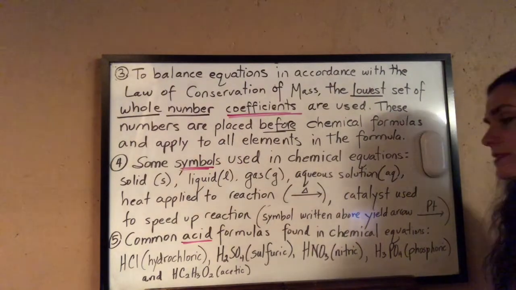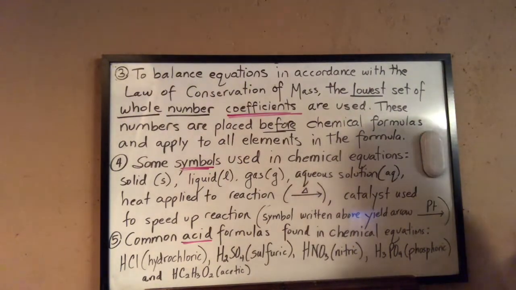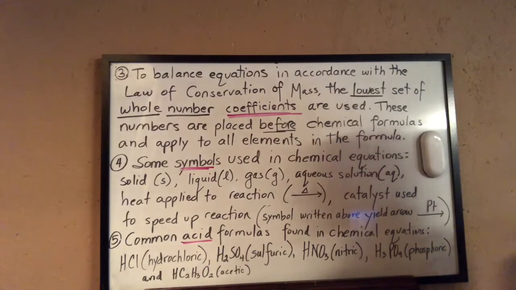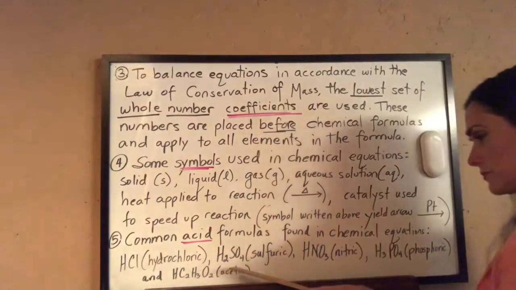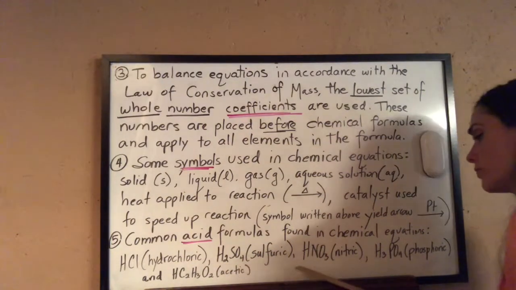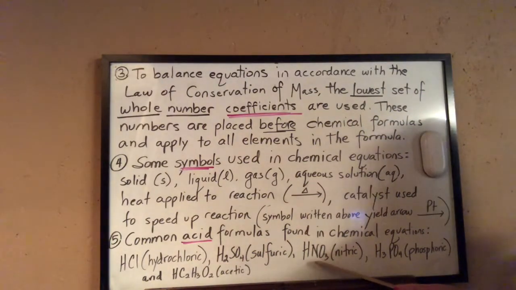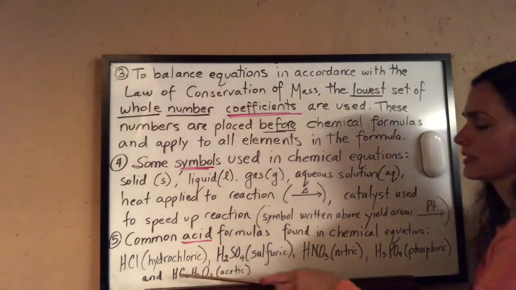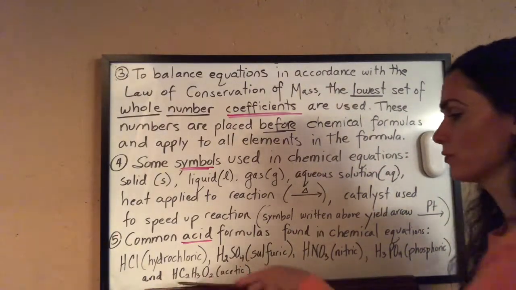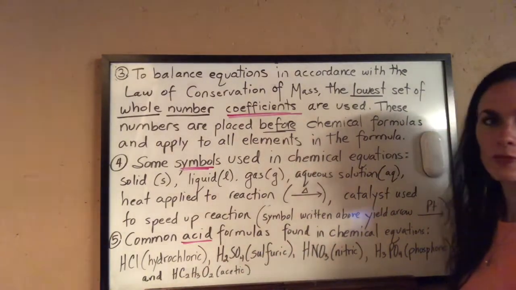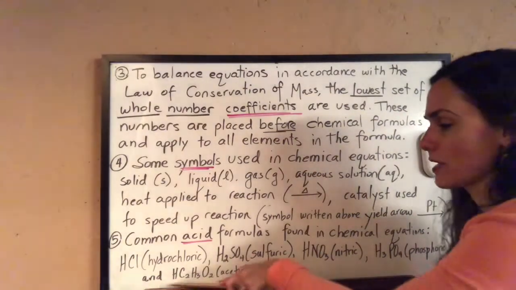Some acids we will see in chemical formulas. Now we will learn more about acids in chapter 14 towards the end, but just to introduce you to some of the common ones: hydrochloric acid, HCl, sulfuric acid, H2SO4, nitric acid, HNO3, phosphoric acid, H3PO4, and acetic acid, HC2H3O2. So it's usually written in this format here, as opposed to its molecular formula. It usually has the hydrogen separated.